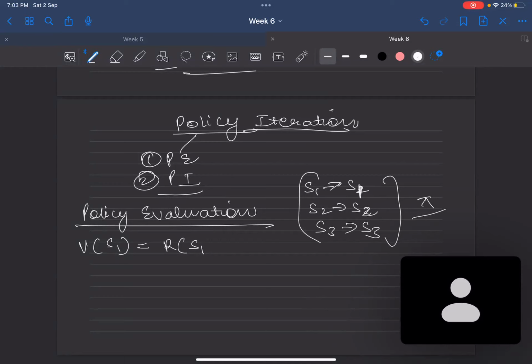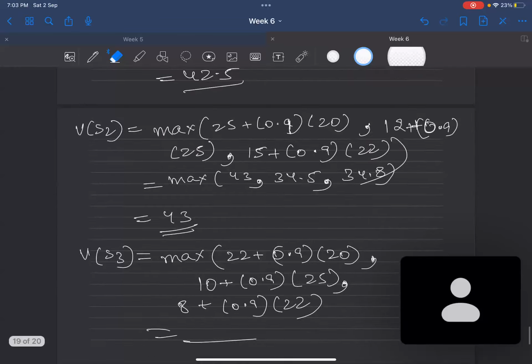Everyone got it? What is this pi? Can someone else tell me so that I can know? Only one or two people are listening, or is everyone listening? Can someone else tell me what I am doing? S1 to S1, S2 to S2. I'm not able to follow, madam. What kind of policy is that? Remaining in the same state.